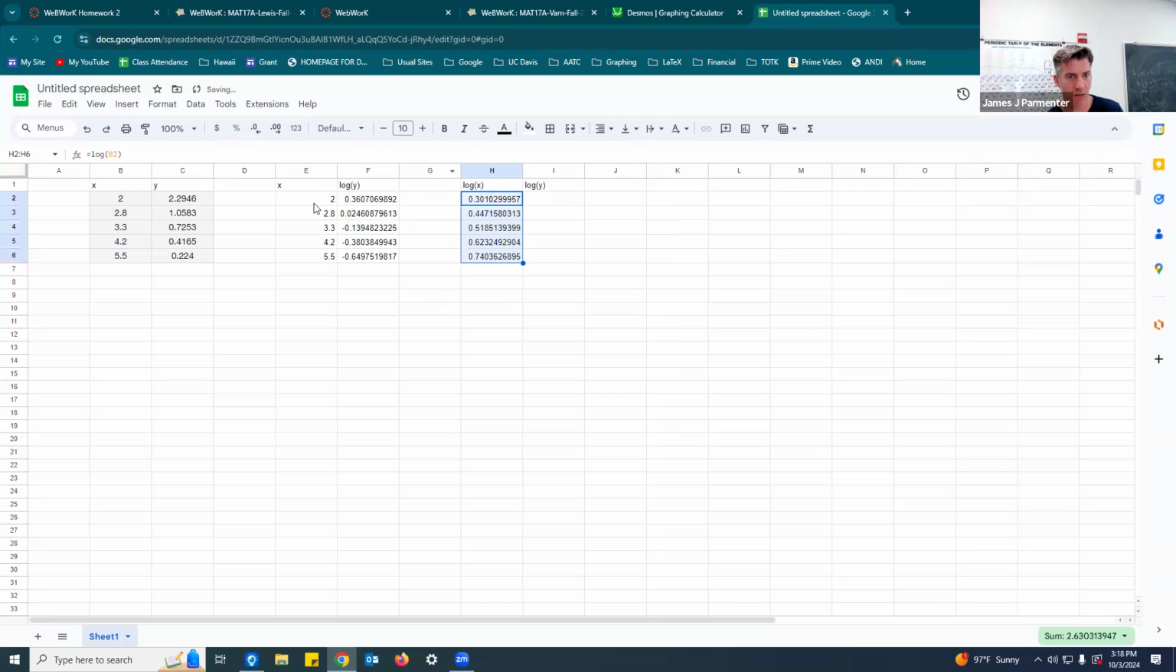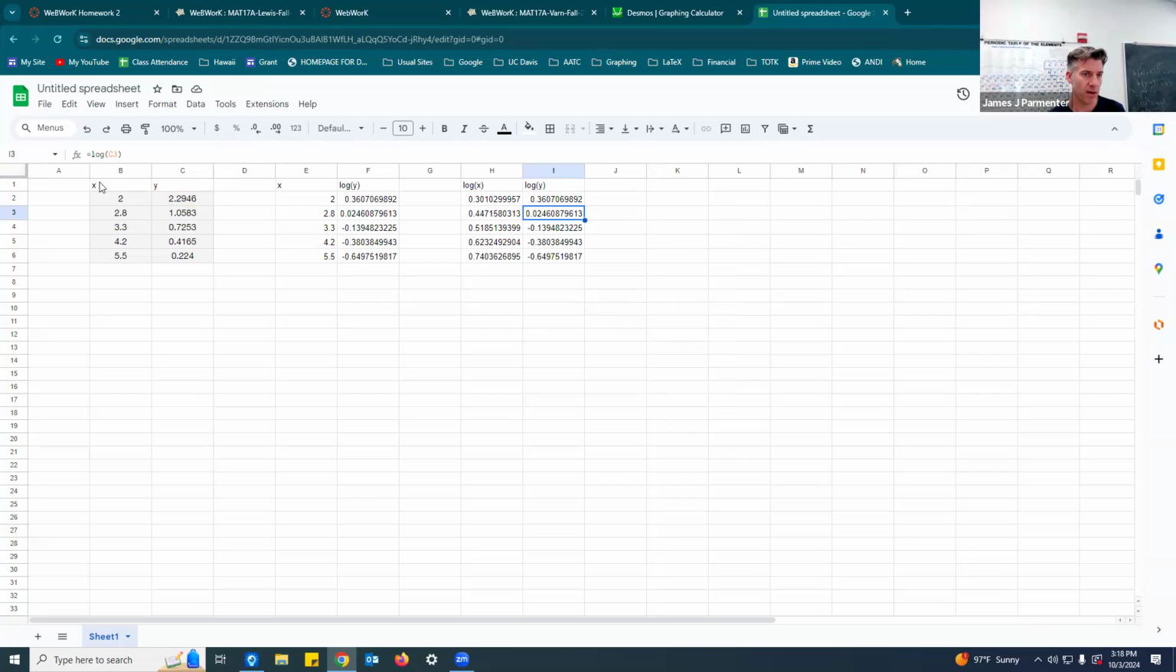And then finally, log of y is going to be the same here, but I'm still just going to write it out because it's easier. That's going to be log of C2. And then fill it in. There we go. So there's all our values. And now we're going to plot them on a graph. Specifically, these x's versus these y's, and then these versus these y's, and then these versus these. So let's do this one first.